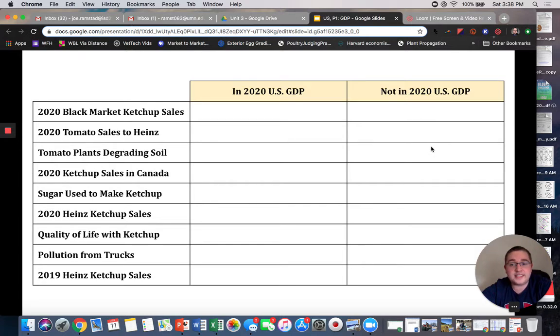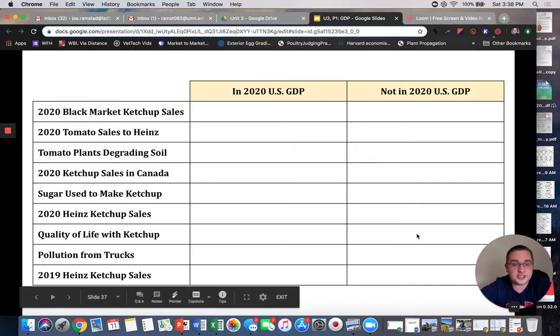2020 ketchup sales in Canada, because we are in the US, we are concerned with the US and what we are selling in the US in 2020. Therefore, that is not included in our 2020 GDP. The sugar used to make ketchup, again, this is an intermediate good, therefore that's not included in the GDP. 2020 Heinz ketchup sales, yes, this is included in the GDP because this is what we are producing and selling. Okay, that's the final good.